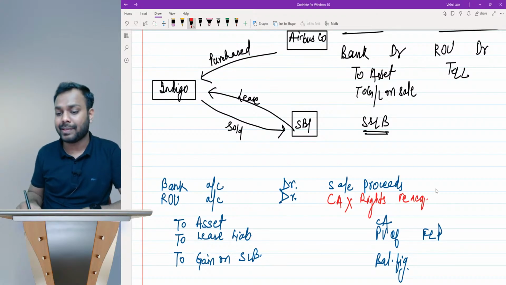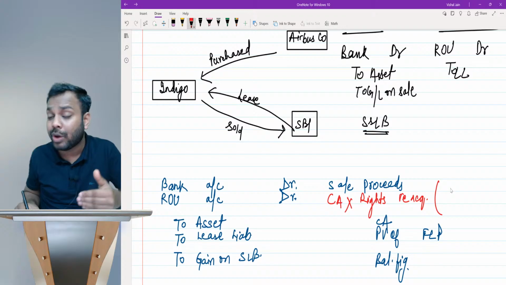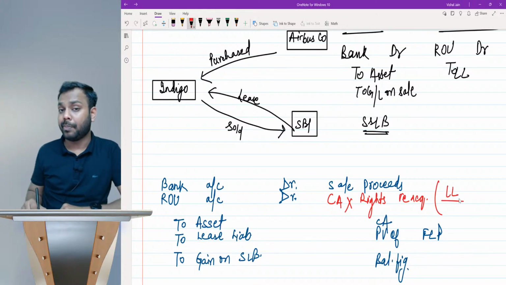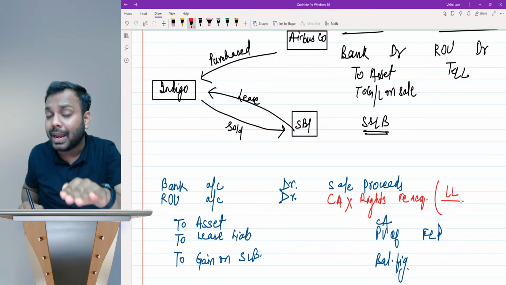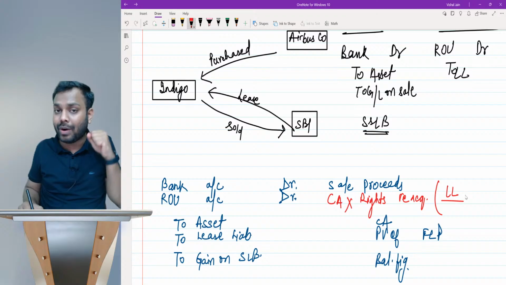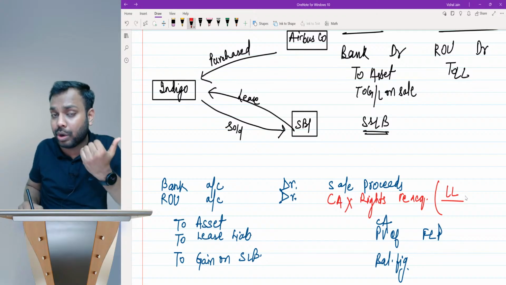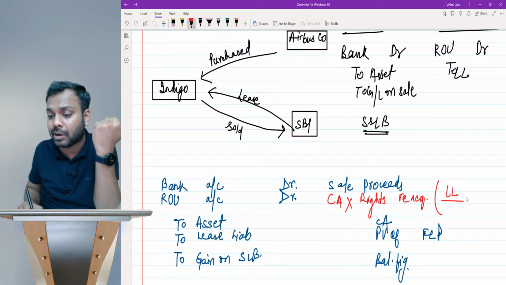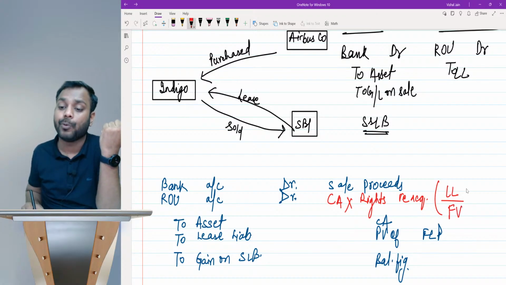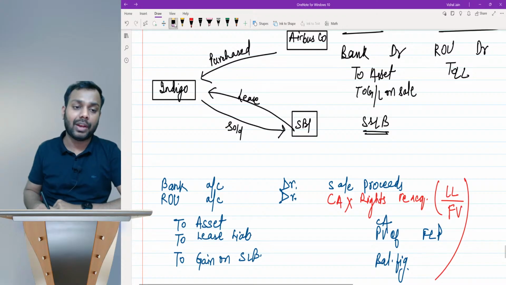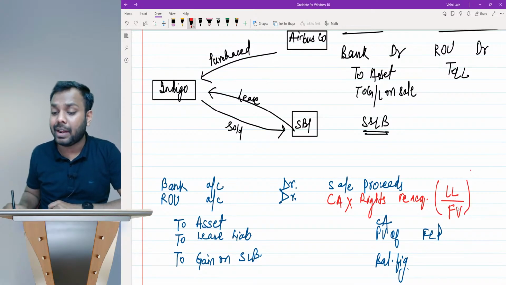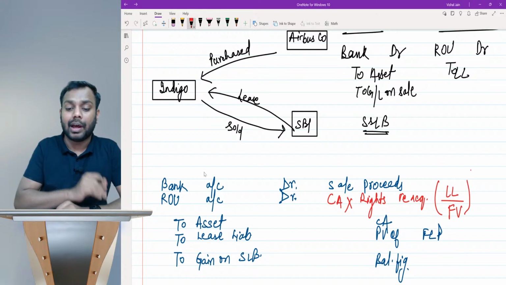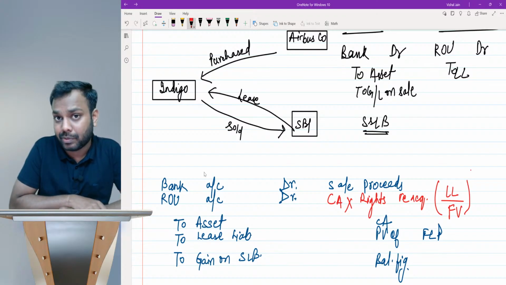Okay, and how to determine rights reacquired? It will be the amount that you have paid under this contract, divided by the price that you should ideally pay to acquire 100% control. What is the price you should pay to acquire 100% control? That is fair value, right? So carrying amount multiplied by lease liability divided by fair value is the value at which right of use asset is to be recognized. Is that clear, guys?